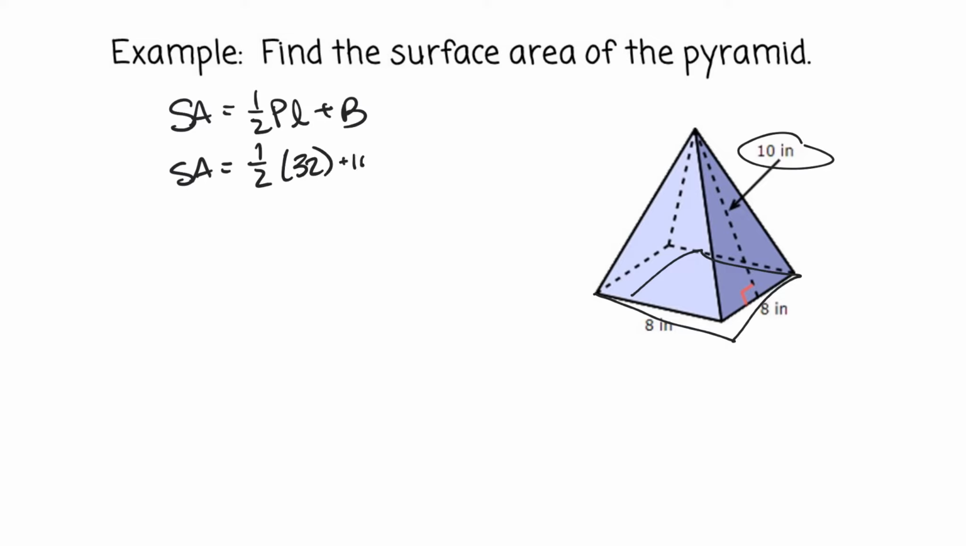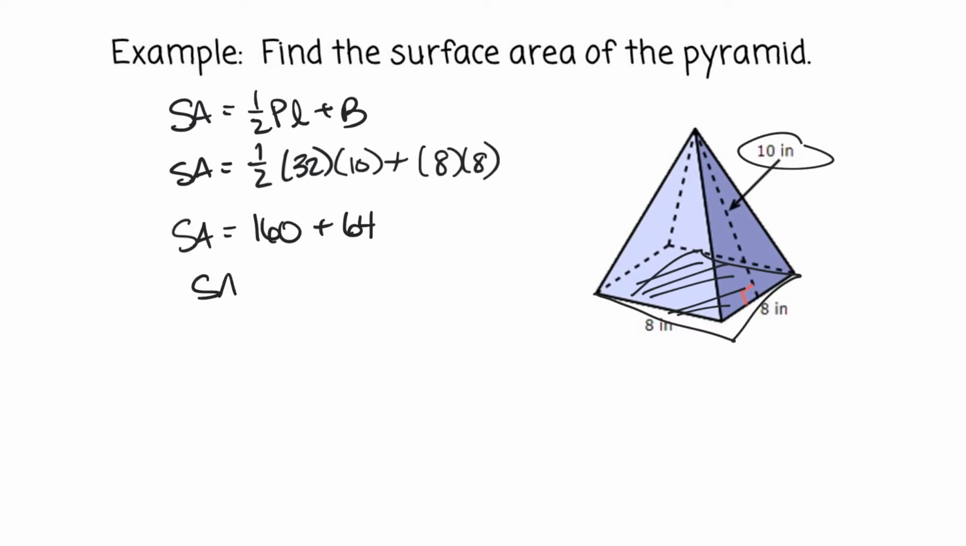Oops, sorry, that should be a times 10. Find my eraser here. Times 10 plus the area of my base. We said already the area of the base there is a square, so that's plus 8 times 8. Okay, so let's clean it up a little bit and simplify. So half of 32 is 16. 16 times 10 is 160. Plus 8 times 8 is 64. So my surface area is 224 surface area. So we're going to talk square inches.